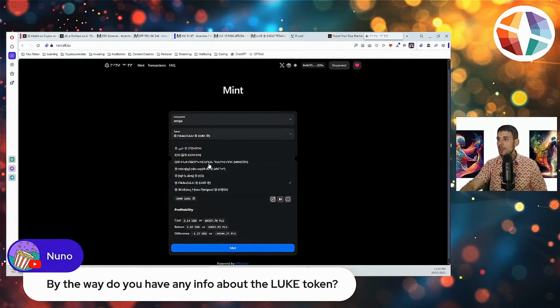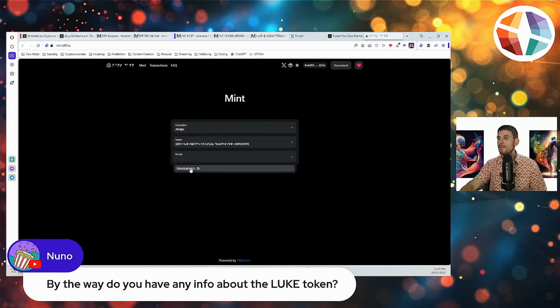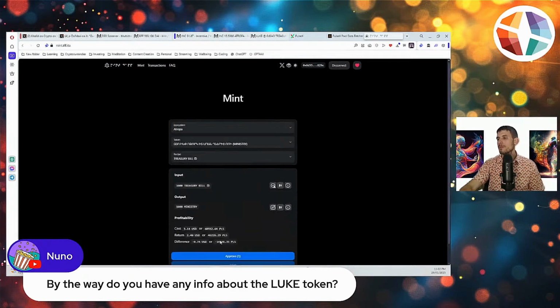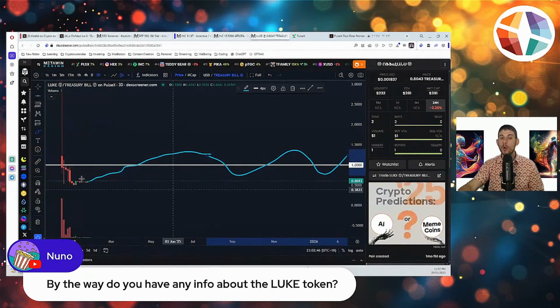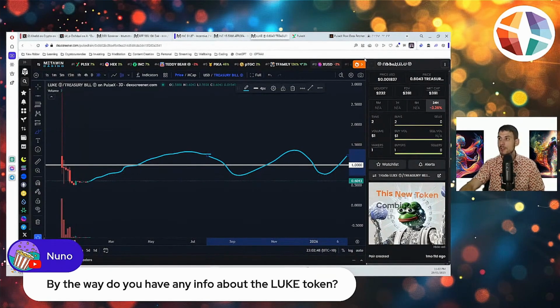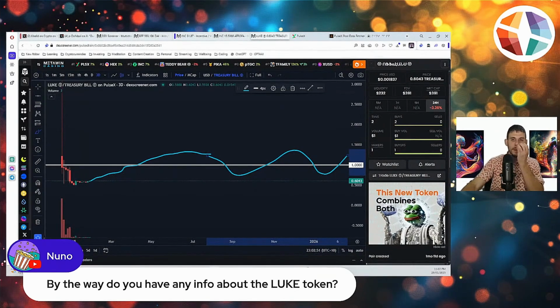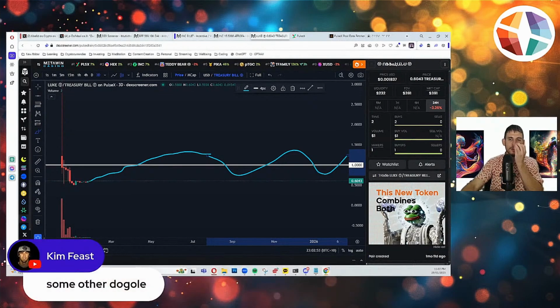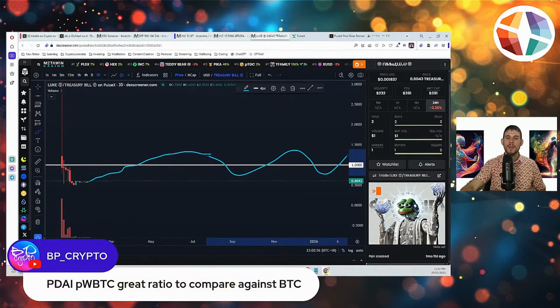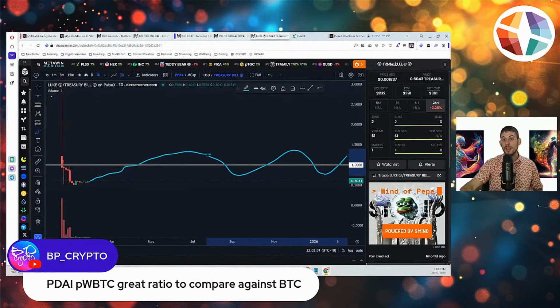So let's have a look at ministry. It's exactly the same. So it's the same. So ministry to Treasury Bill, the chart would probably look very much like this as well. So no one's actually doing this. No one's taken advantage of this yet. Couple of other ones everywhere we look, Kimbo. pDAI, PWBTC, great ratio to compare against BTC. Exactly, man. The ratio, exactly. So yeah, there you go.